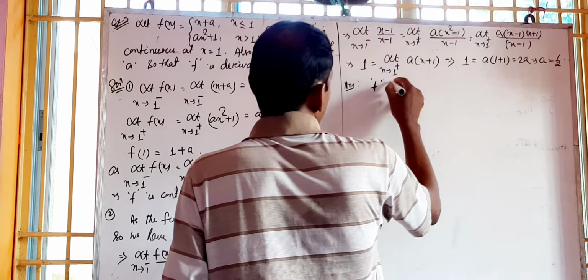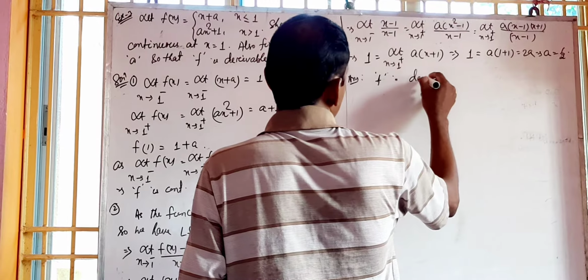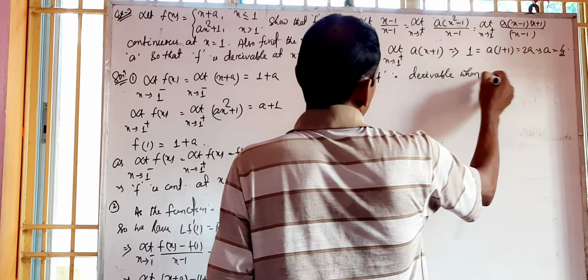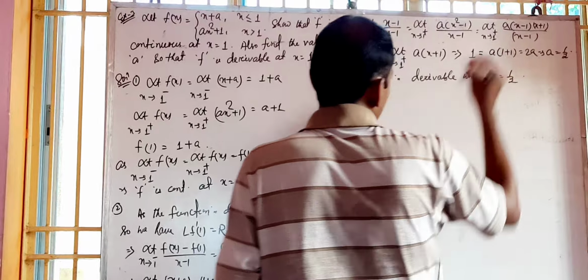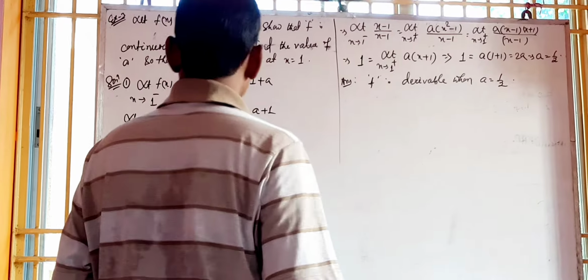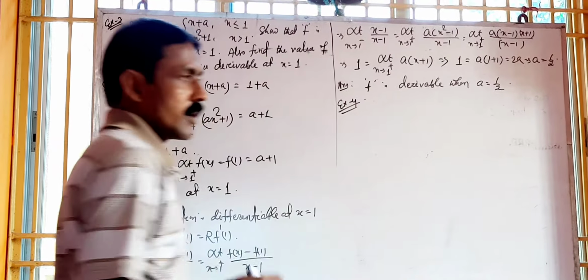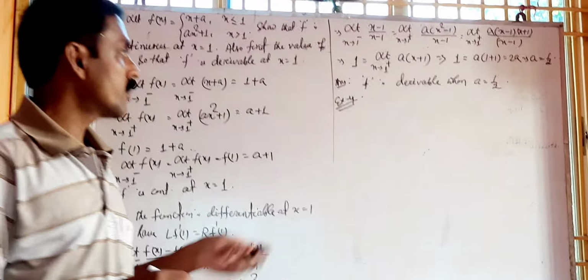F is derivable when the value of a is 1 by 2. Then the last example I am taking is due to a relationship.